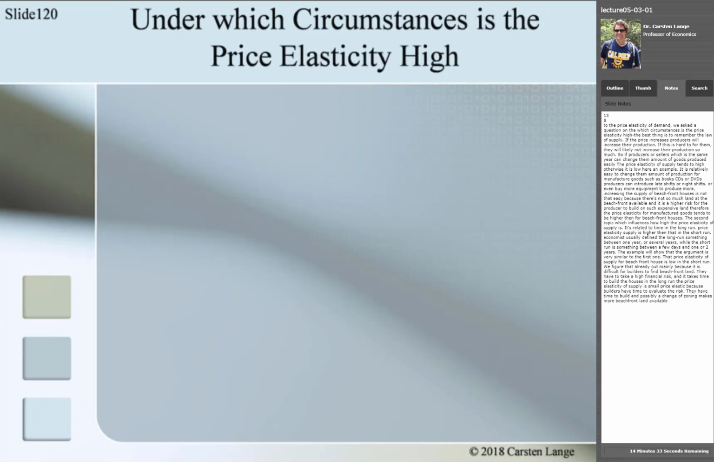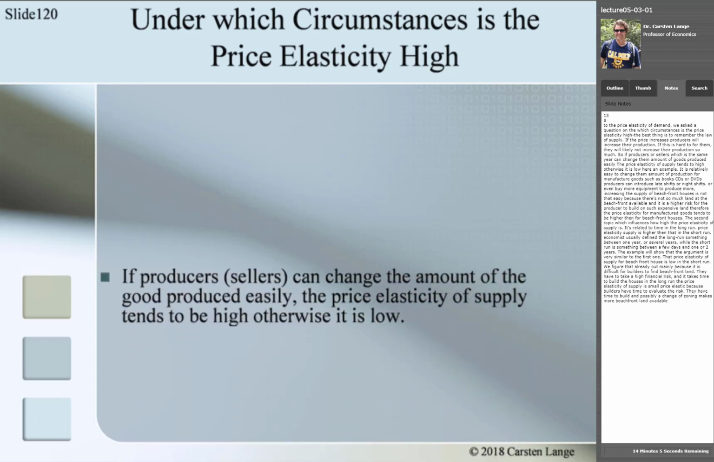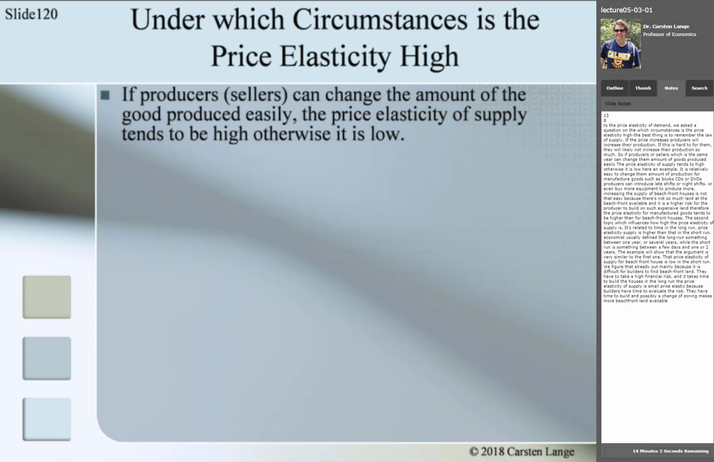Similar to the price elasticity of demand, we ask the question, under which circumstances is the price elasticity of supply high? The best thing is to remember the law of supply. If the price increases, producers will increase their production. If this is hard for them, they will likely not increase their production so much. So if producers or sellers, which is the same here, can change the amount of the good produced easily, the price elasticity of supply tends to be high. Otherwise it is low.